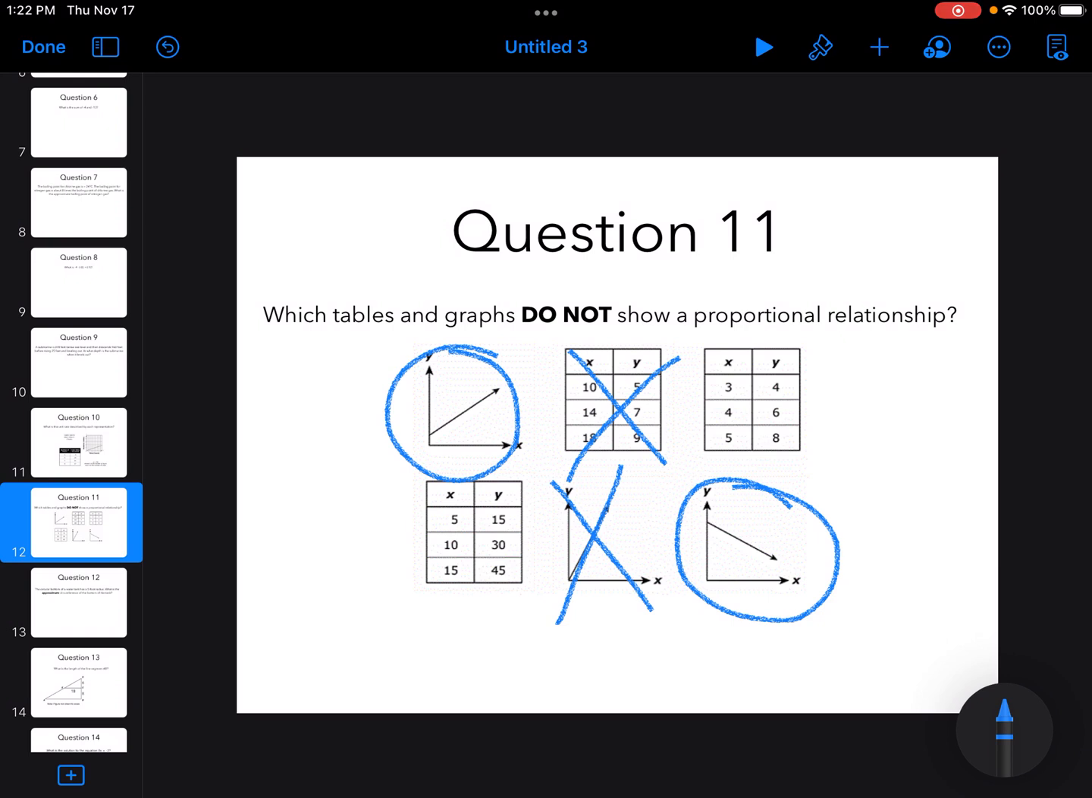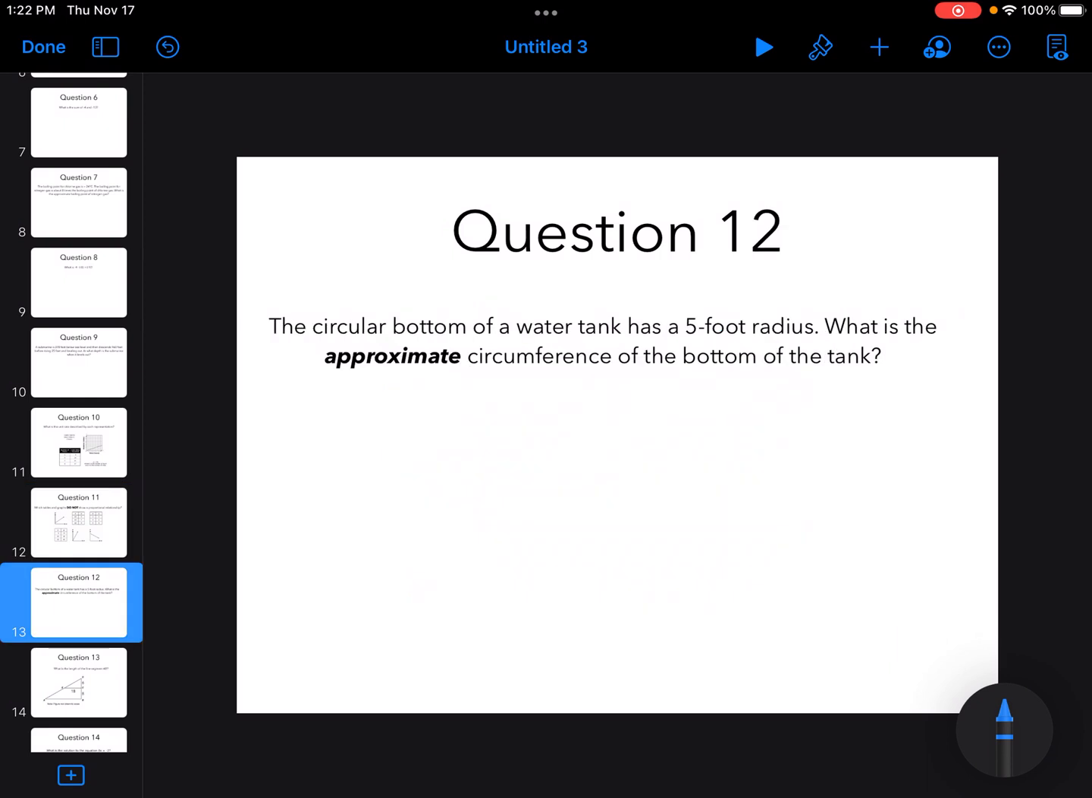4 divided by 3 would be 1.3 repeating. 6 divided by 4 would be 1.5. So this one is not proportional. 15 divided by 5 is 3. 30 divided by 10 is 3. 45 divided by 15 is 3. So that one would be proportional. So the 3 crossed out are proportional. The 3 circled are not proportional.